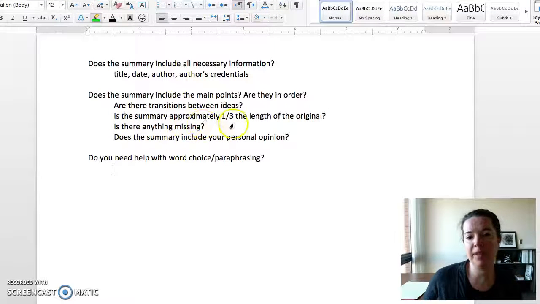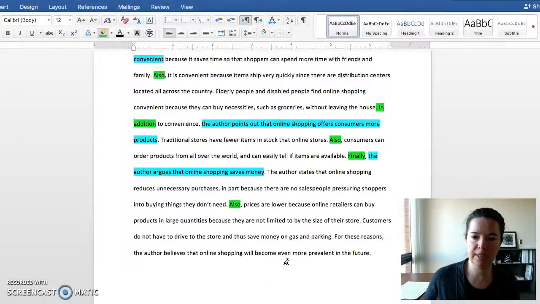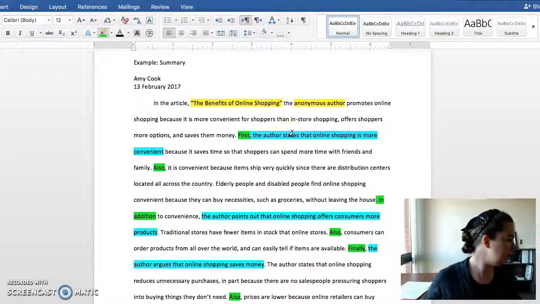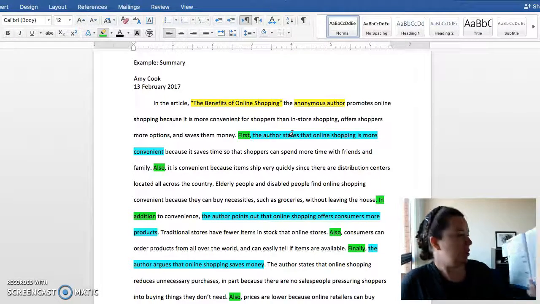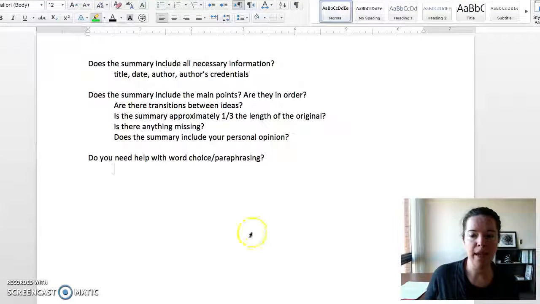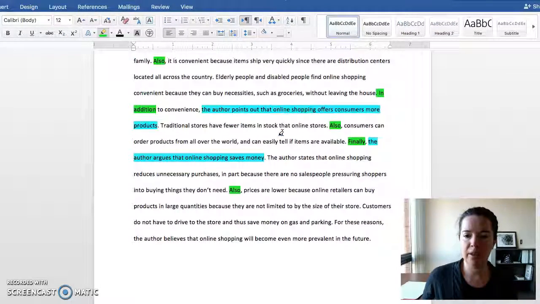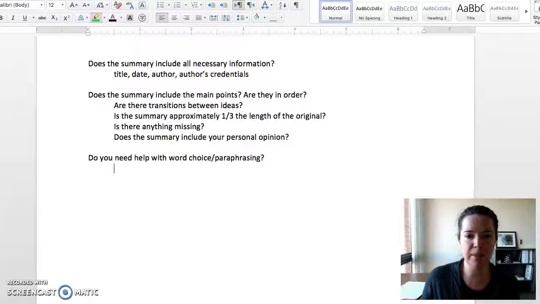Is it about approximately one-third of the length of the original? It's about a page, so that's probably fine. And in case you didn't notice, I'm summarizing this article that's in your book. It's on pages 20, 21, and 22. Is there anything missing? I've got the main ideas, so I'm good there. It doesn't appear that anything's missing.